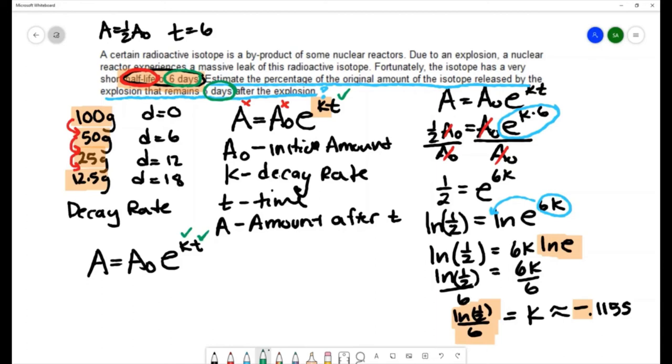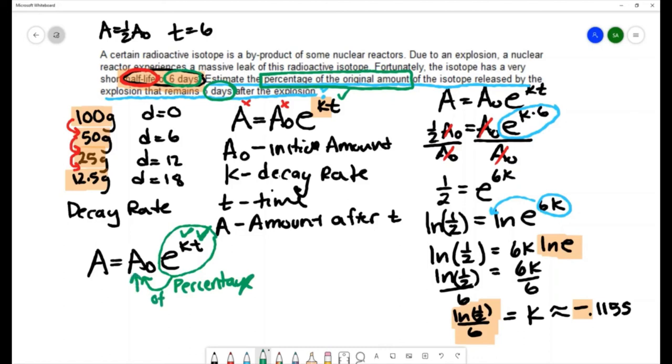And it says estimate the percentage of the original amount. So what's going to happen is we're going to substitute k and t in for these spots. We're going to get a number out of this part, and that will be our percentage of the original amount. This will be the percentage of A0, the initial or original amount.